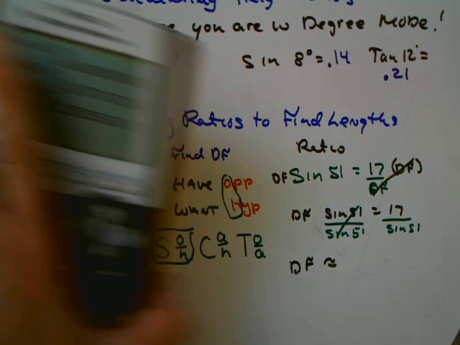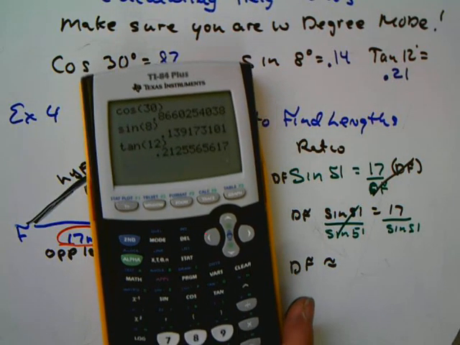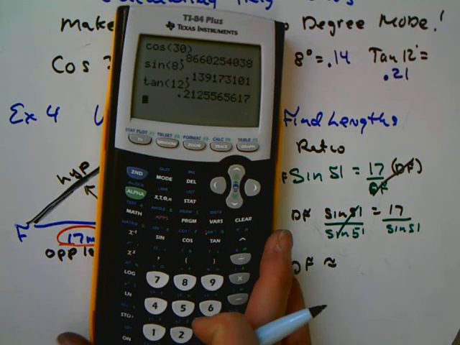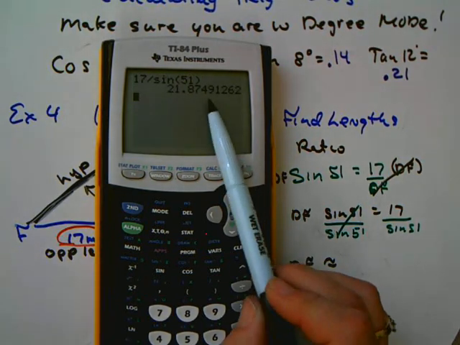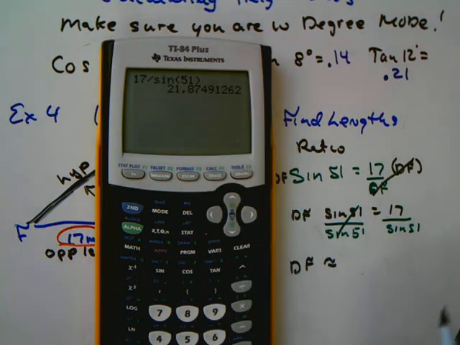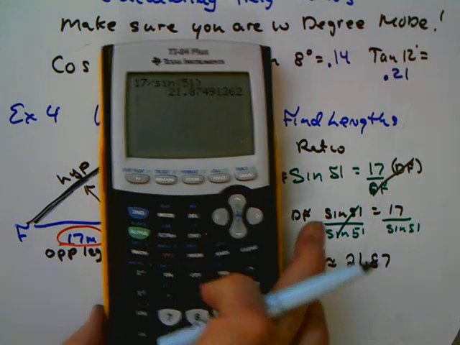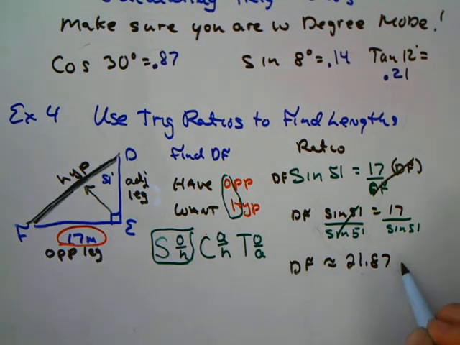So I'm going to get my calculator out, and I'm going to plug this into the calculator. 17 divided by the sine of 51 degrees. Make sure you're in degree mode. Now I hit enter, and I see, rounded to the hundredths place, 21.87. And they gave me meters, so I need my units in the answer.